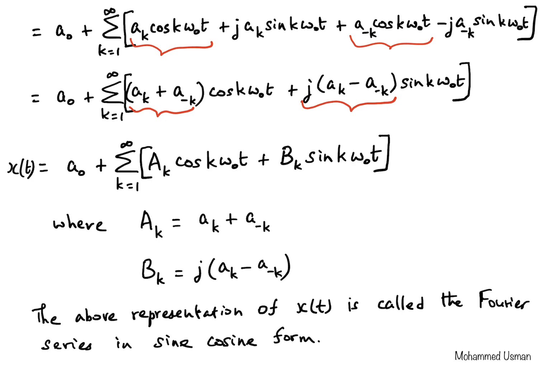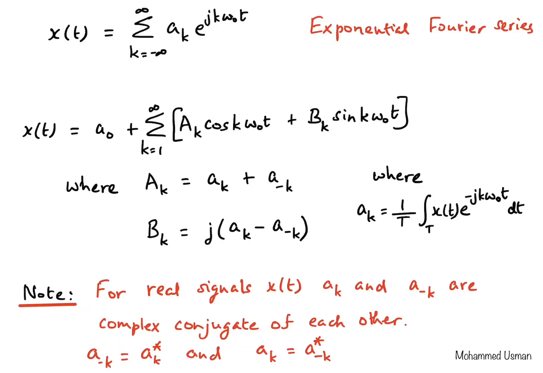And if it turns out that a_k is a real number, then a minus k will be equal to the same a_k, because a minus k is the complex conjugate of a_k, and when a_k is real, the complex conjugate is itself. So a minus k will become equal to a_k, and so on. So let's explore that aspect a little bit.